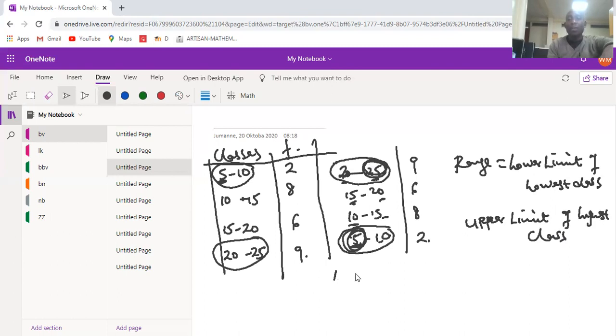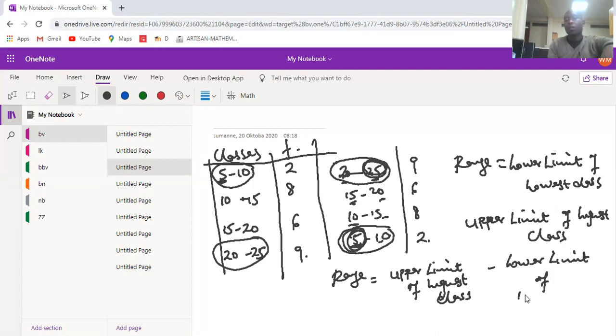And therefore, the range is going to be the upper limit of the highest class minus the lower limit of the lowest class. In this case, the range is the upper limit of the highest class, which is 25, minus the lower limit of the lowest class, which is 5. You find that the range is actually 20.